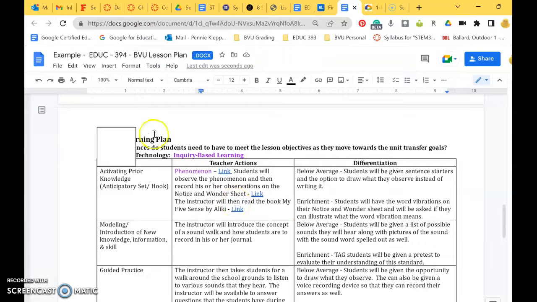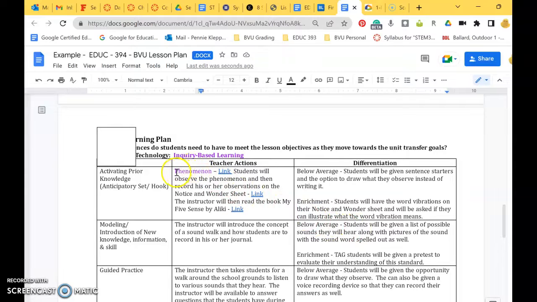So I go ahead here in our learning plan. I chose an inquiry-based approach because they're looking at this through a nature walk, going outside and listening to these particular sounds. So here we went here. I won't read through the differentiation. I'll let you just go through that on your own.